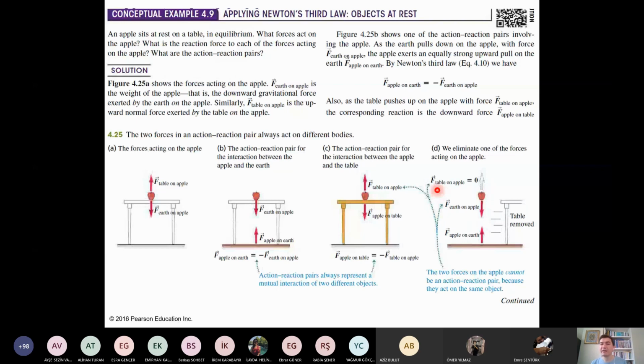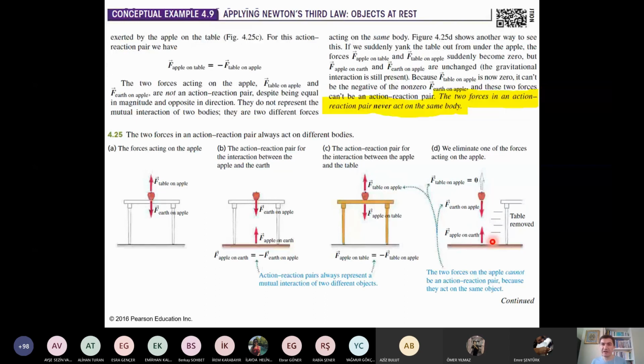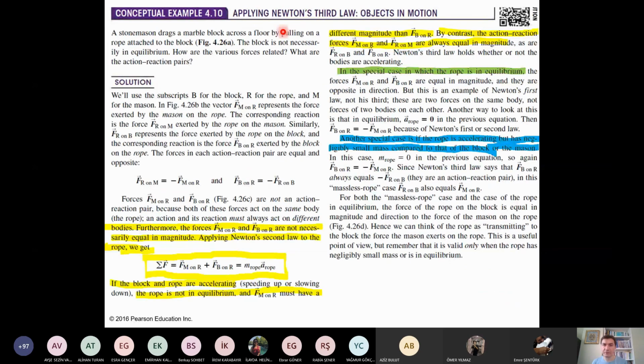These are not action-reaction pairs. Okay, here we have information. The two forces in an action-reaction pair never act on the same body. Don't forget this one. Any question here? Let me continue with Newton's third law, objects in motion.